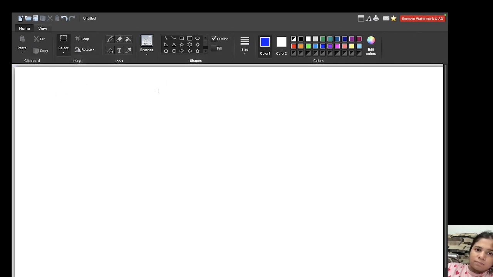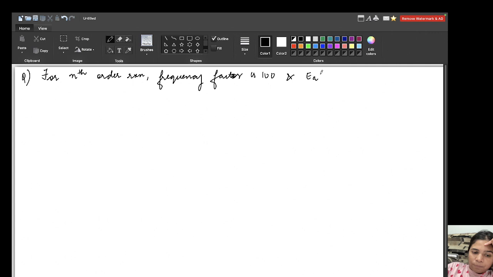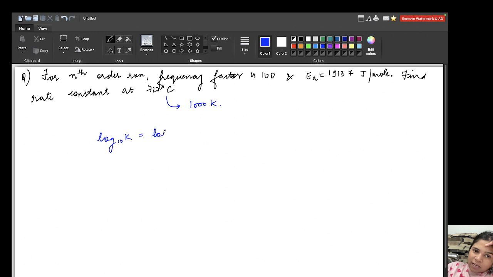The second question is telling us, for an nth order reaction, the frequency factor, what does the frequency factor mean here? A, right? Frequency factor is 100 and activation energy is 19137 joules per mole. You need to find the rate constant at 727 degrees Celsius. Now if you want to convert 727 degrees Celsius into Kelvin, it will be 1000 Kelvin, right? So we'll apply the formula log base 10 k equals log base 10 A minus Ea by 2.303 RT.